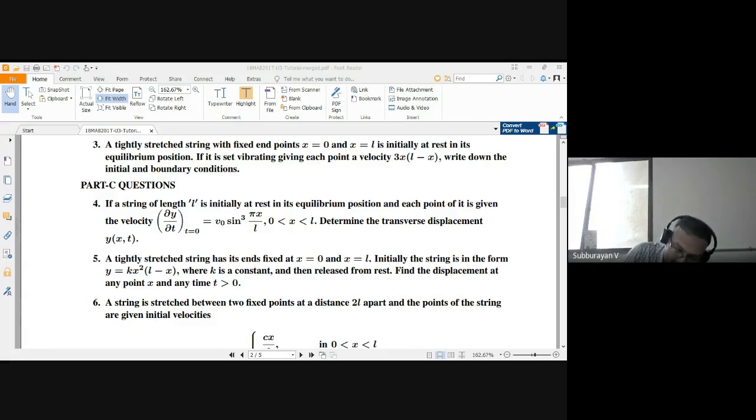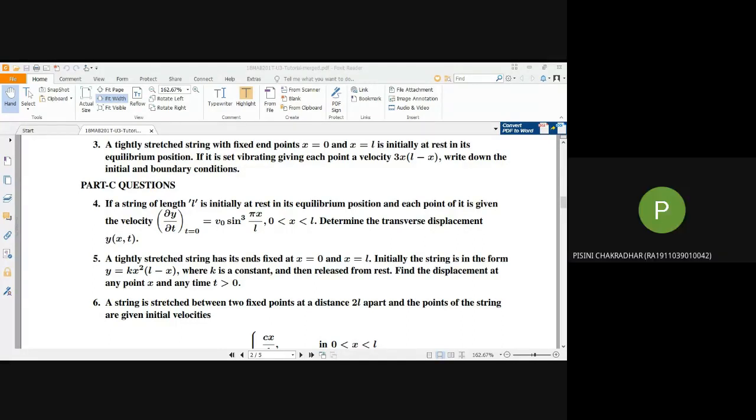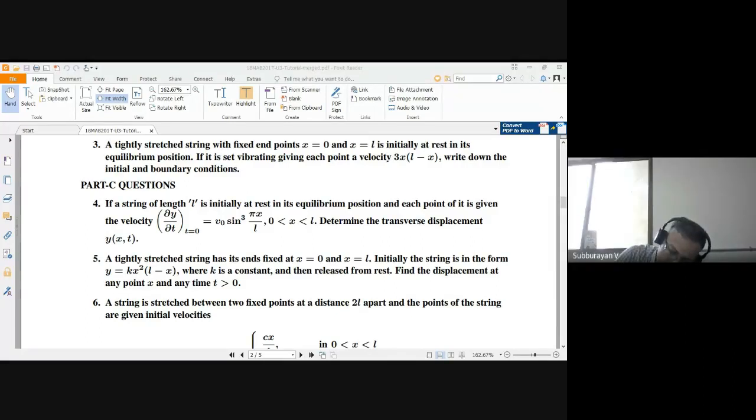What is your b3 dash? b3 dash, which is minus v0 by 4, equals 3 pi c by L into b3. Therefore, b3 equals minus v0 L by 12 pi c. You plug this expression into your solution. Then tell me what is your solution y of x comma t.